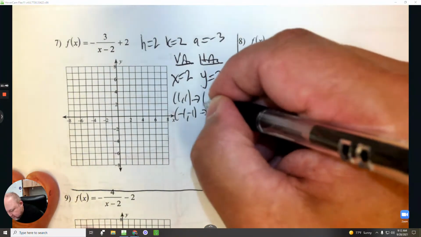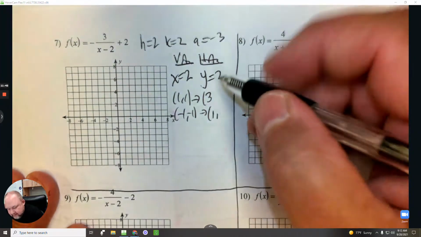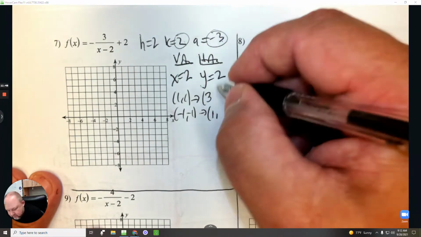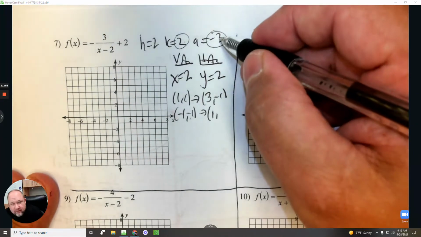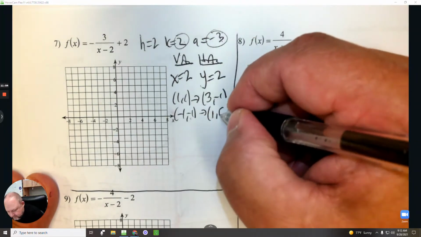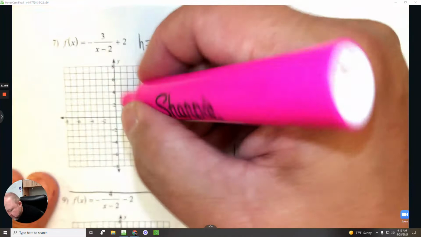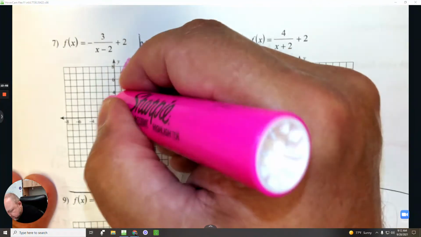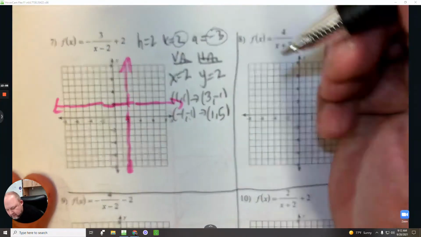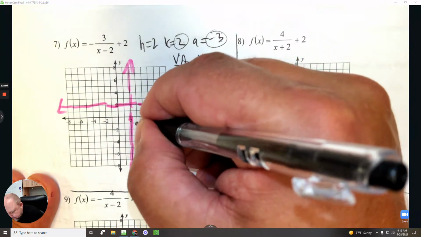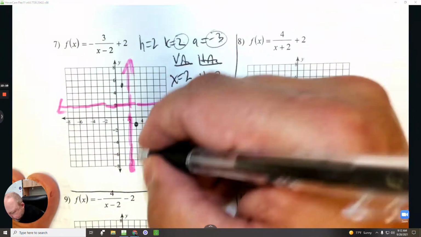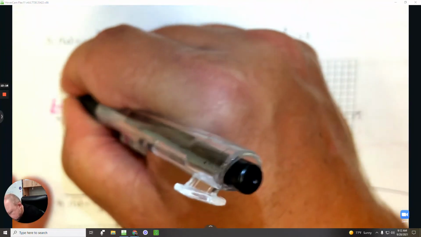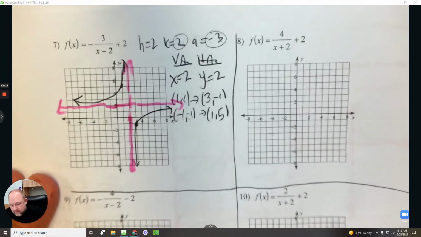So the h is 2, so I add 2. The k is 2, and a is negative 3, so 1 times negative 3, add 2. That's negative 1. Negative 1 times negative 3 is 3, plus 2 is 5. And that's what I'm going to graph. So we'll start at 2 and 2. The points are 3, negative 1, and 1 and 5. And then draw the curve through those points. And there you go.